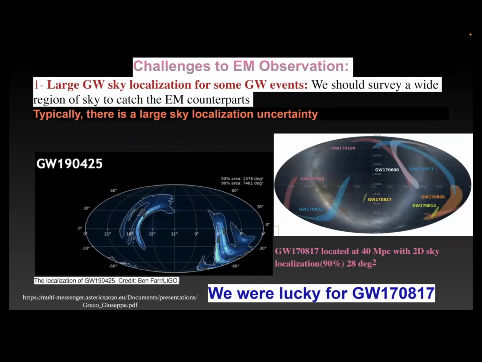As you can see here in this plot, typically gravitational wave events have a large sky localization uncertainty. It means that to find a kilonova or electromagnetic counterpart, you should search a wide range of the sky. For example, for GW190425, the 90% area is around 7,000 degree squared. It means that if you have a telescope with a 1 degree squared field of view, you need 1,000 fields to cover this area.